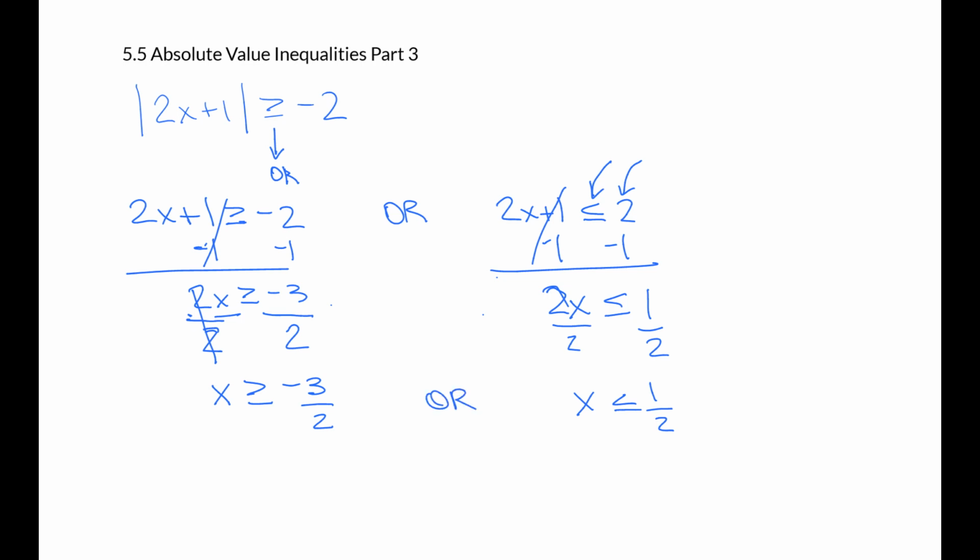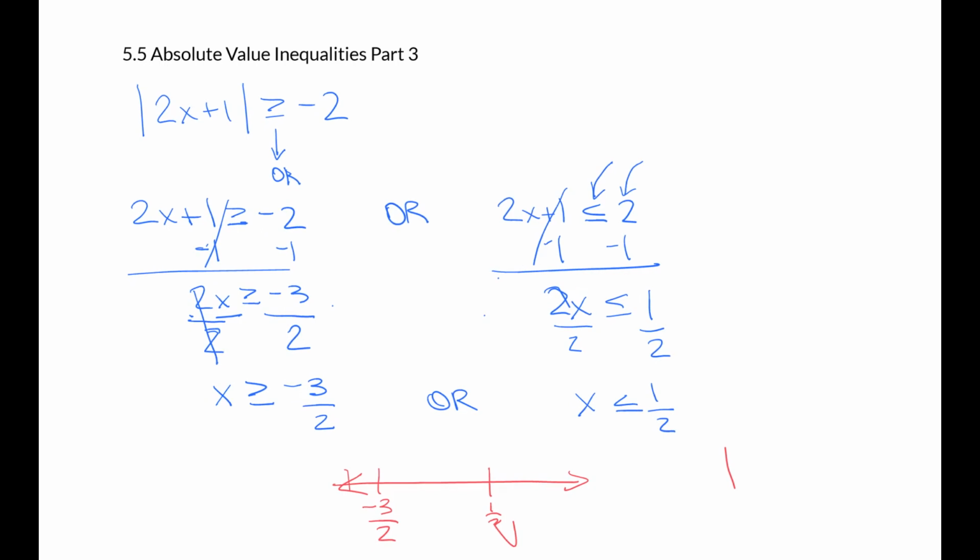All right, so what we see when we look at this on a number line, we're going to put them in order from least to greatest. So I've got negative 3 over 2 here and positive 1/2 here. And both circles are going to be solid because it says or equal to. So you're going to have both solid circles because of the sign.